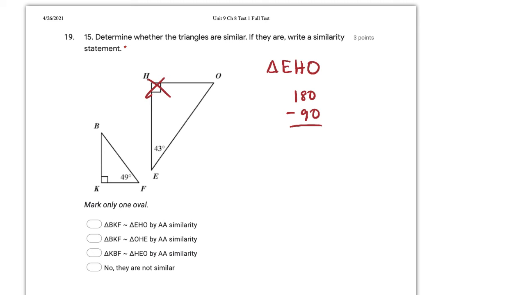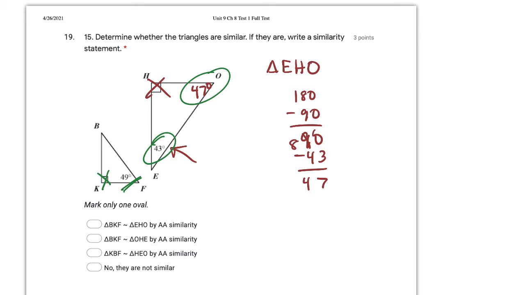That's this guy, leaving me 90 left. I'm going to get rid of the 43 here. I'm just going to borrow there, giving me 47 degrees left for this angle. Well, they both have the 90 degrees, but this one's got a 49. There's no 49 degree in the other triangle, so without two angles congruent, these guys are not similar.